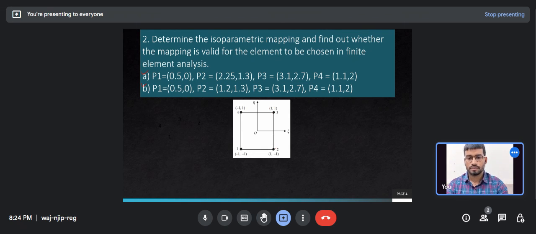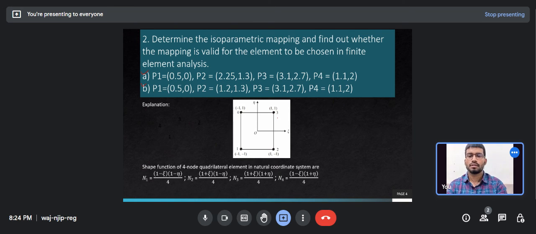So here I have taken a four-noded 2D element in the natural coordinate system, and you can easily determine the shape functions of this four-noded 2D element in the natural coordinate system. Right? So the shape functions are like this. Okay? Node 1, node 2, node 3, and node 4. Determination of shape functions has been discussed in the week 6 sessions. If you have any difficulties, you can refer to the week 6 sessions.